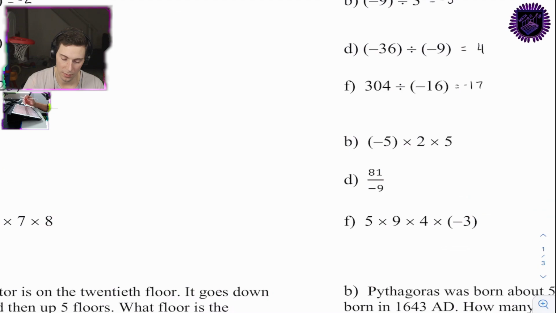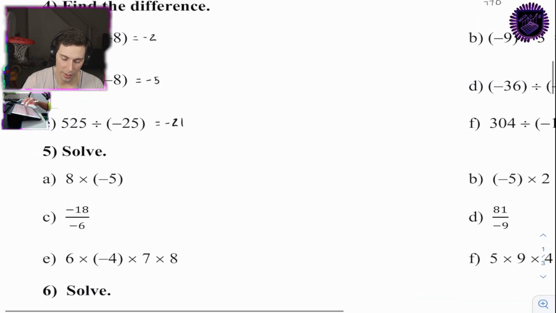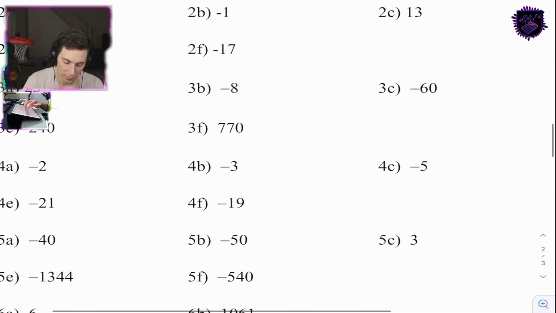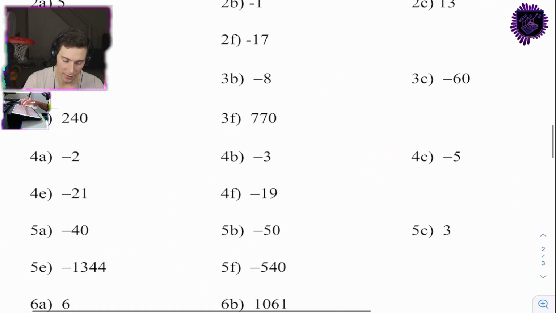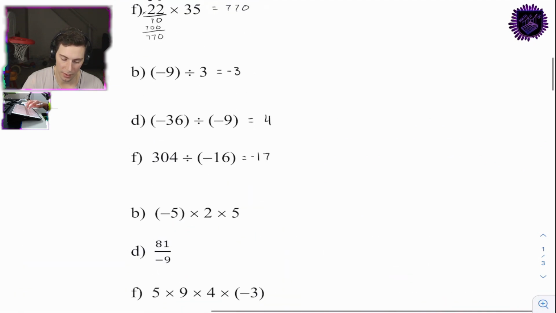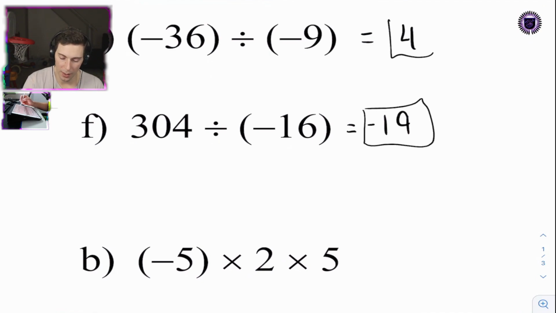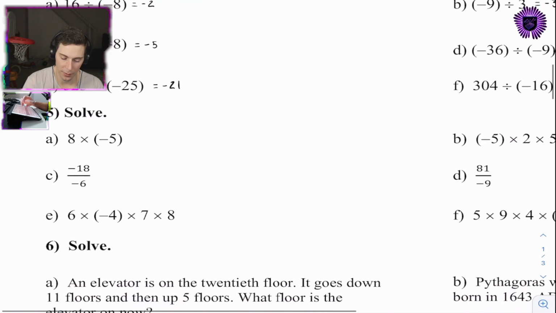Times. Let's see if my answer is right. 4F. No, it was 19. What was I thinking? Hmm. 19. Okay. My mental math. I didn't want to write it out.